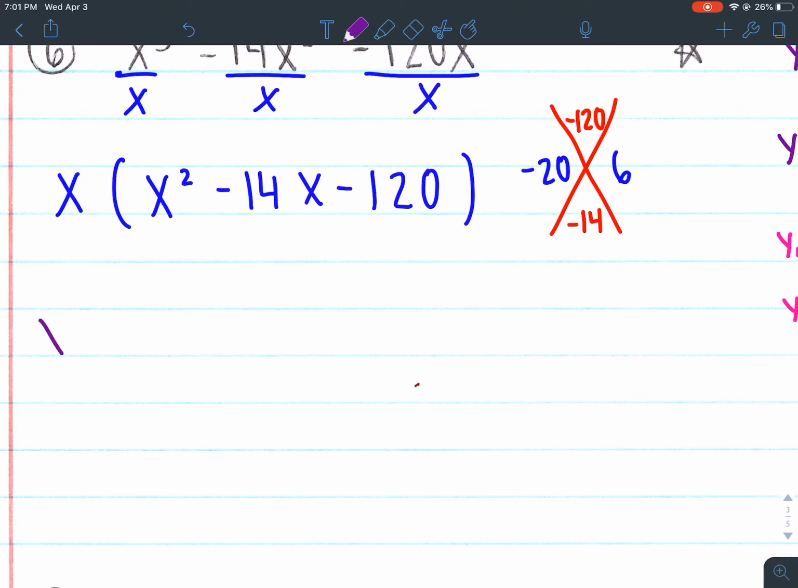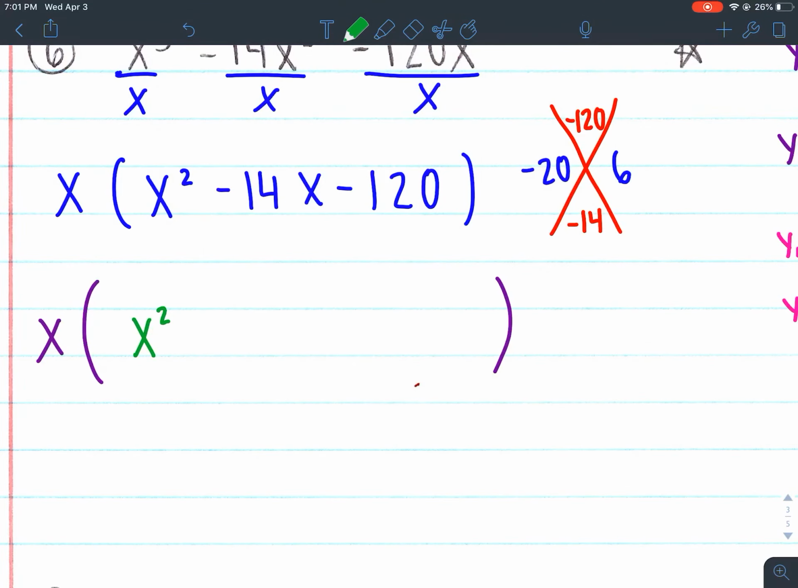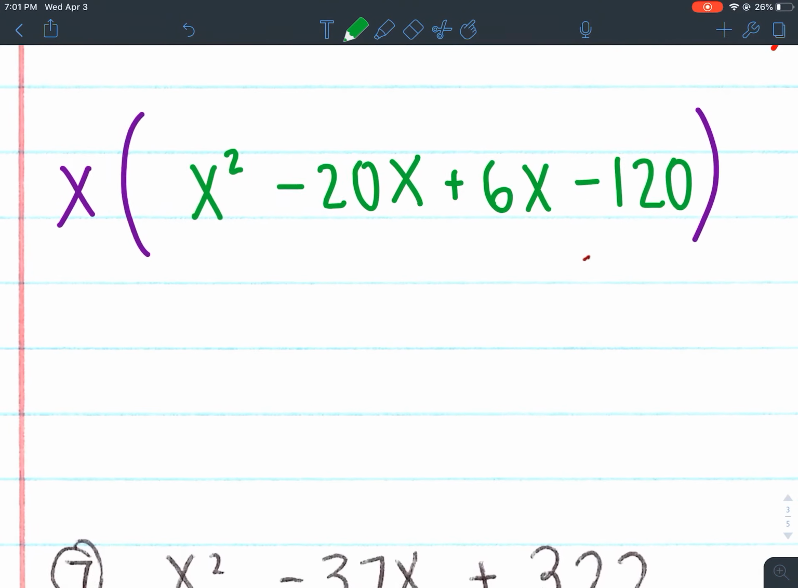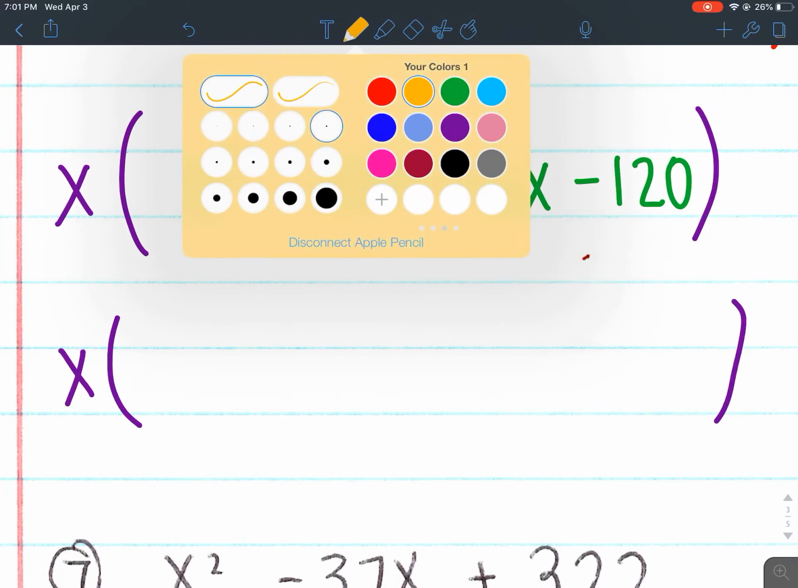So, in my parentheses, again, keep that x out there. We're not going to mess with them yet. We have x squared, and remember, we're splitting up the negative 14x, so we have negative 20x plus 6x minus 120. And then from here, we're going to do factor by grouping, so keep the x out there.